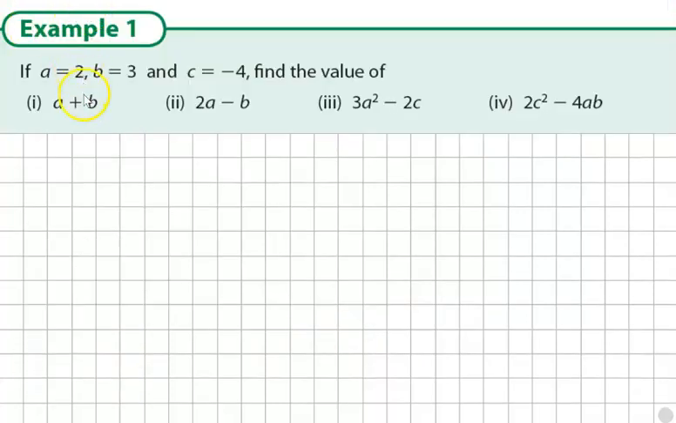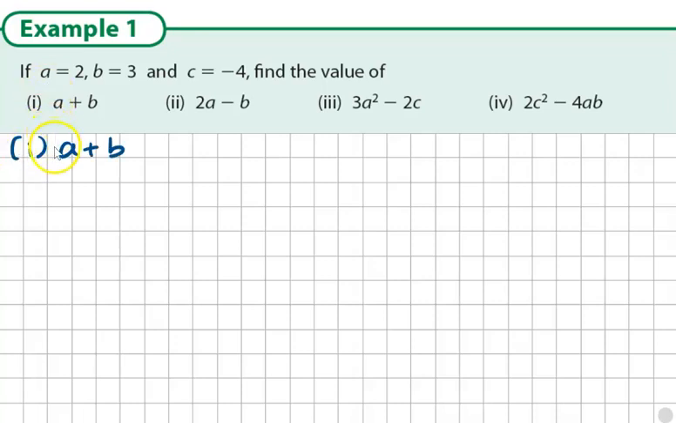Example 1. If A is equal to 2, B is equal to 3, and C is equal to -4, find the value of part 1, A plus B, part 2, 2A minus B, part 3, 3A squared minus 2C, part 4, 2C squared minus 4AB.